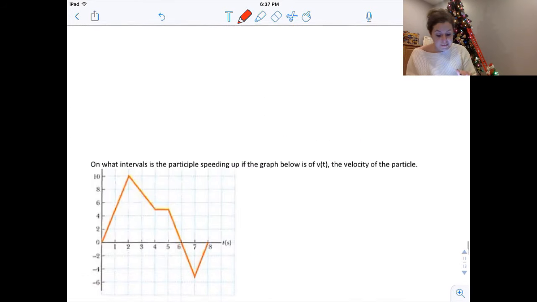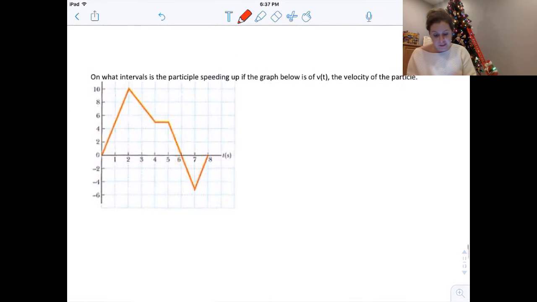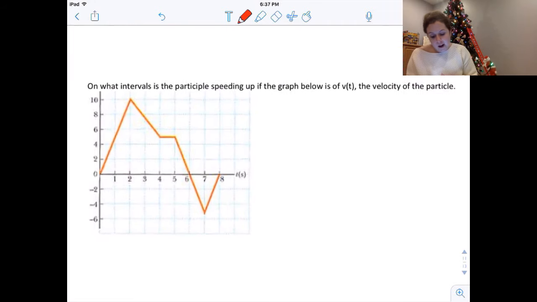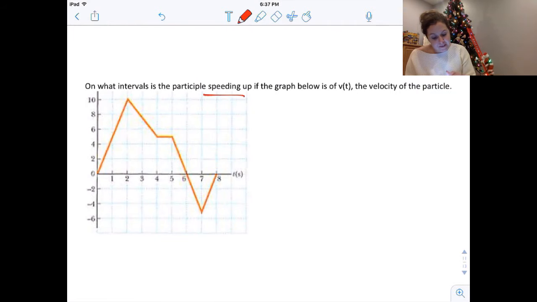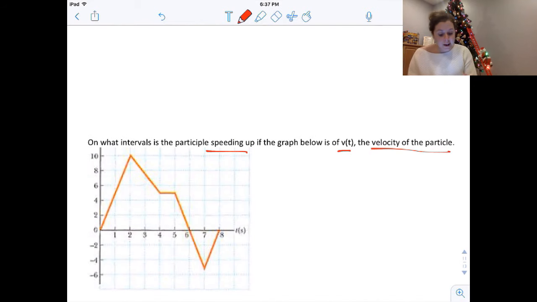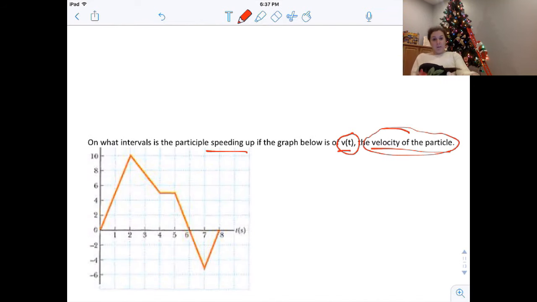So when is the particle speeding up if the graph below is v of t, the velocity of the particle? Notice here it's defined v of t as the velocity of the particle. So that's important. So speeding up, I am looking for v of t and v prime of t, notice I did not say a of t, to have the same sign.